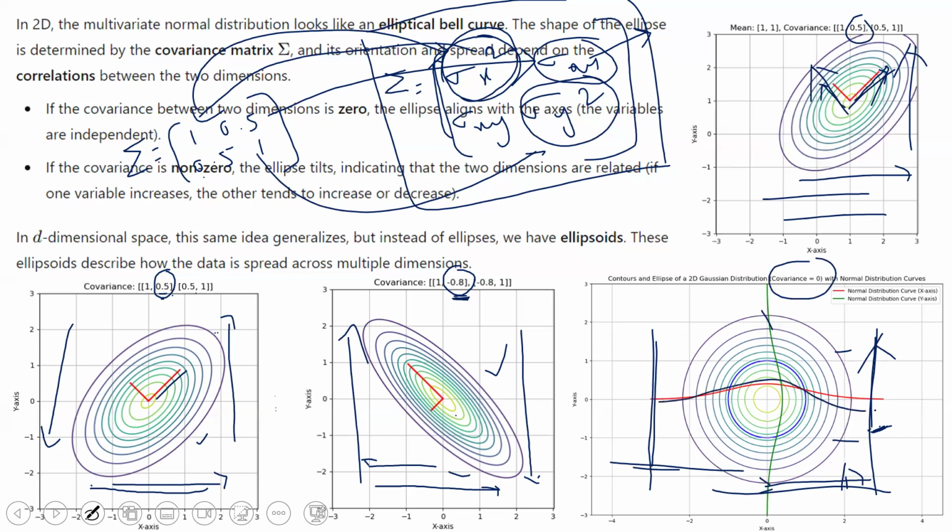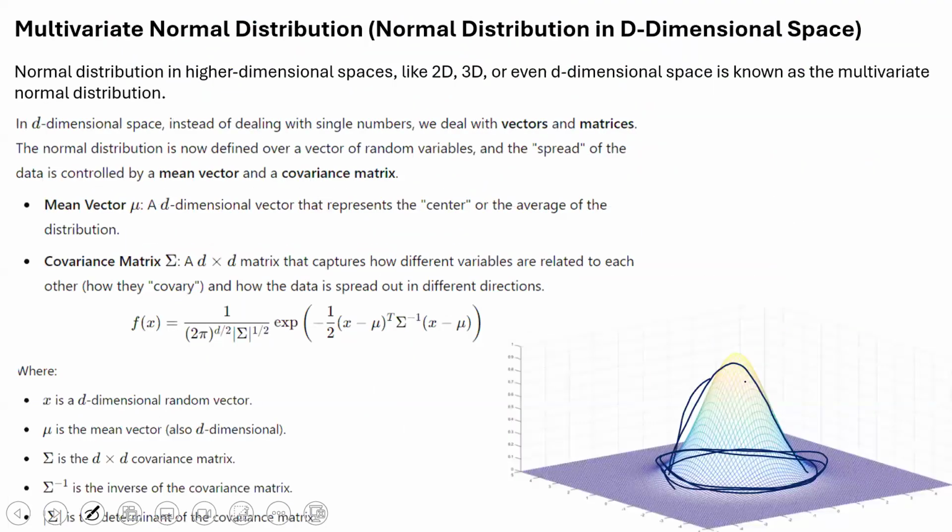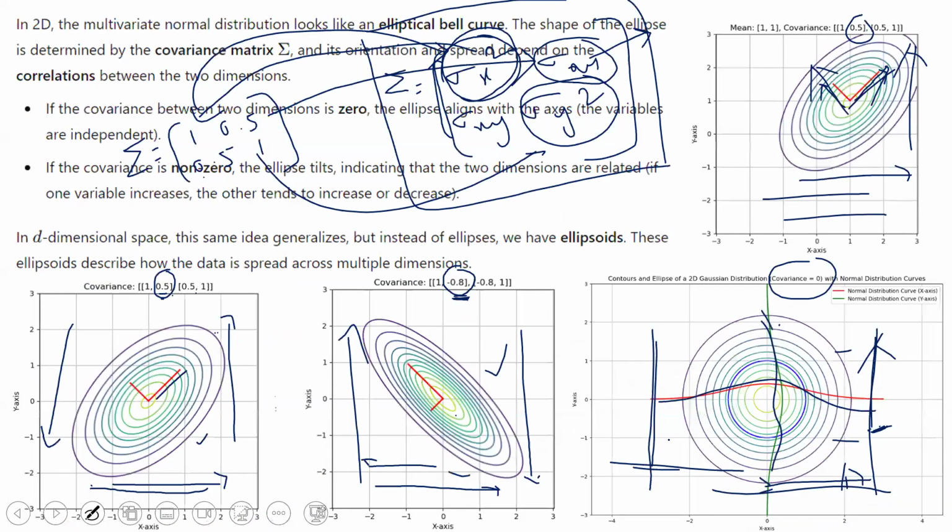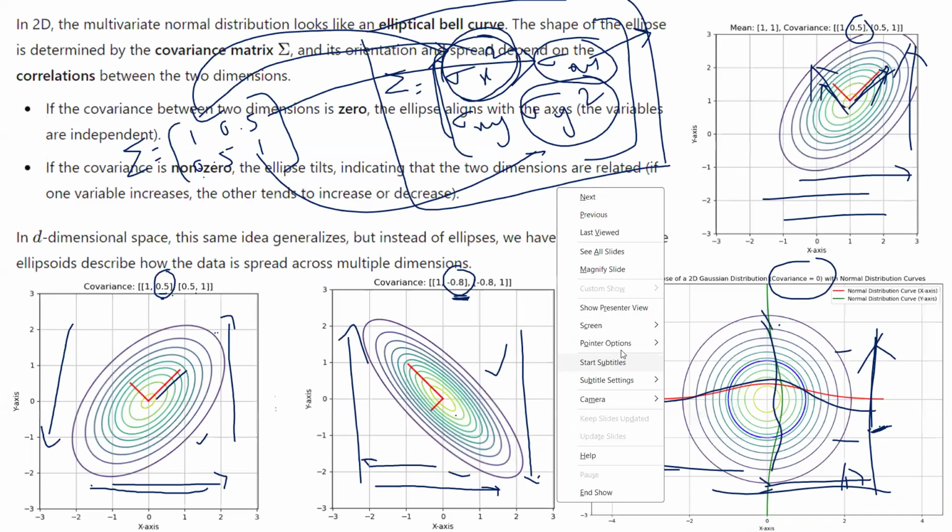So these lines are just a representation of the bulge that is coming out. So this is represented like this here. That is how to interpret the diagrams based on the covariance matrix.